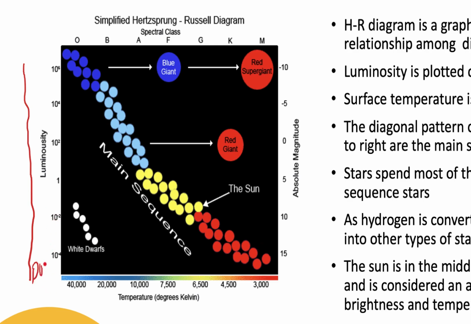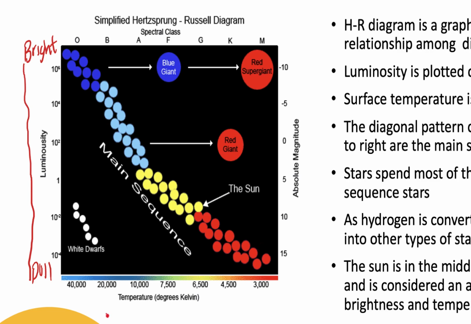So down here, your stars are dull. Up here, your stars are bright, very bright. These stars up here that are blue are very, very bright. These ones down here are very, very dull, so we probably might not see them from Earth.